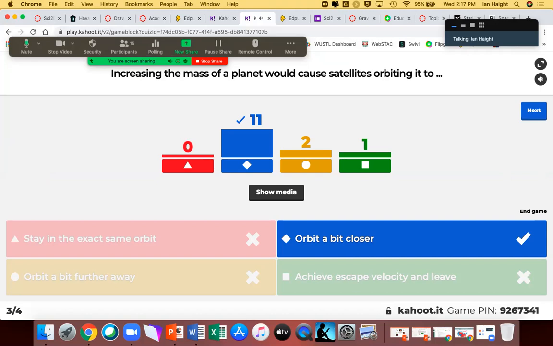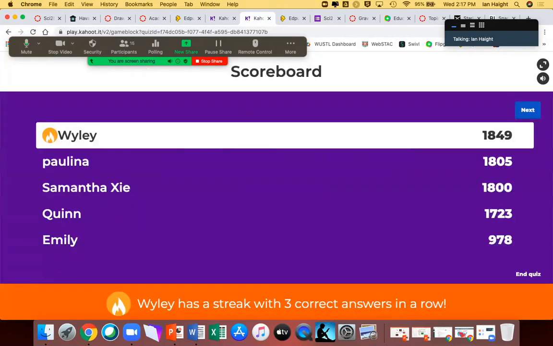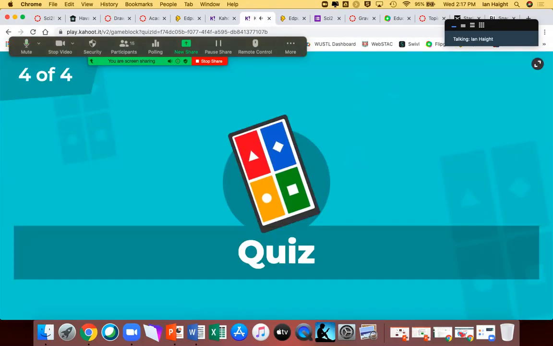Very good. Most of you got this. It would orbit a little bit closer. Again, remember, mass is directly proportional to gravitational force, and so it would increase gravitational force. Wiley's on fire, in the lead. Last question.